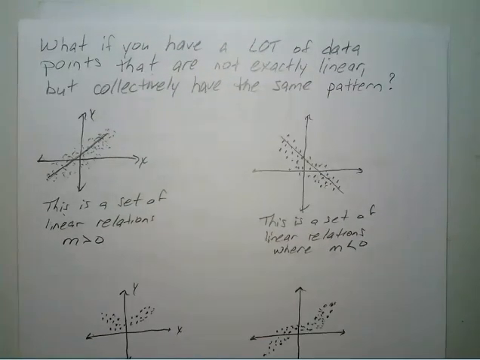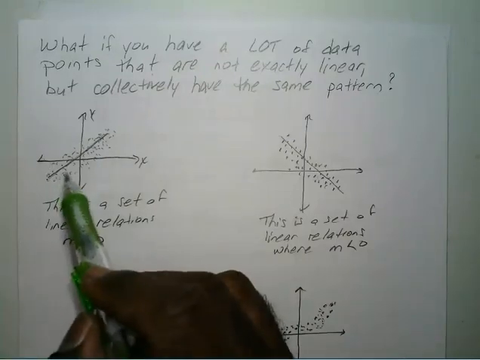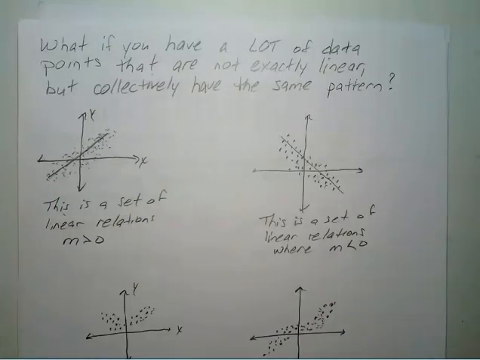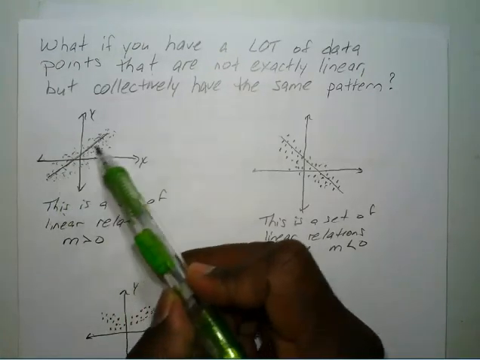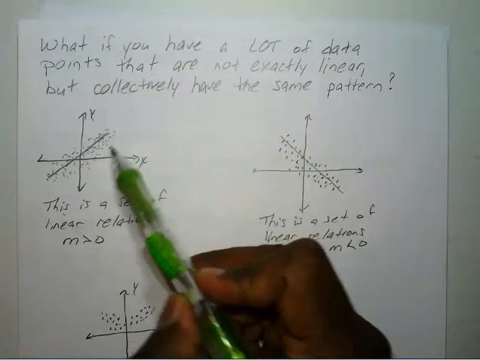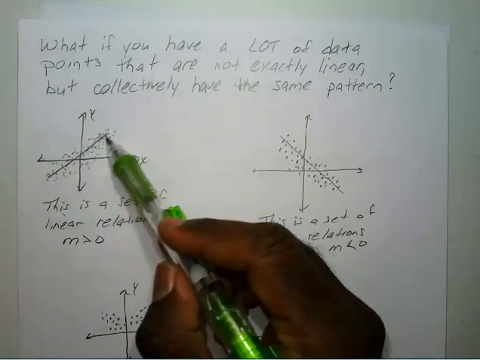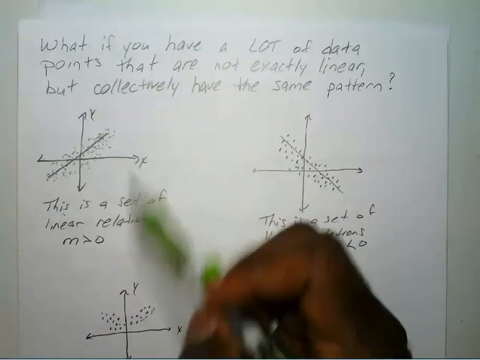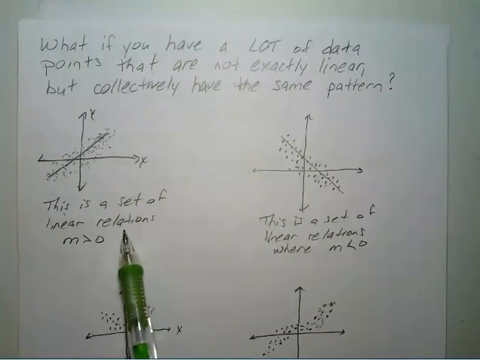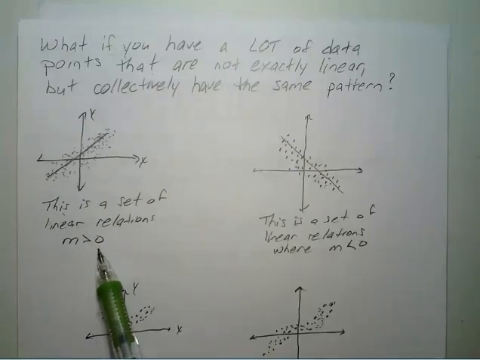So let's say you have a lot of ordered pair points. You just have tons of data points everywhere. They're not linear, but they have the same pattern. See, this pattern is increasing. Even though it's a bunch of points all over the place, it's going in an increasing manner. So this is a set of linear relations where the slope is positive.